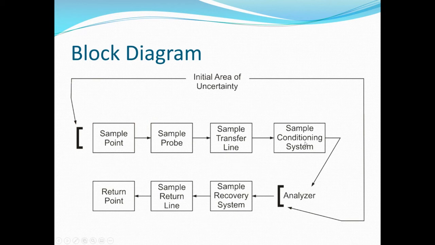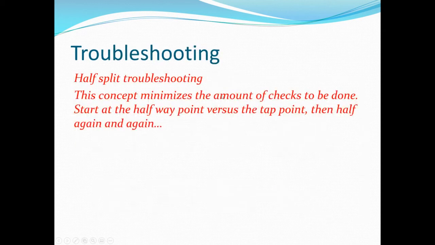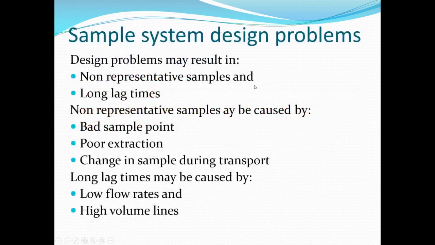Or does it make more sense to go halfway and ask, do I have flow here? Yes or no. Do I have flow here? Yes or no. Usually you can identify whether you're going to walk this way or that way. So the idea is to make it as efficient as possible for you. They call that half-split troubleshooting.